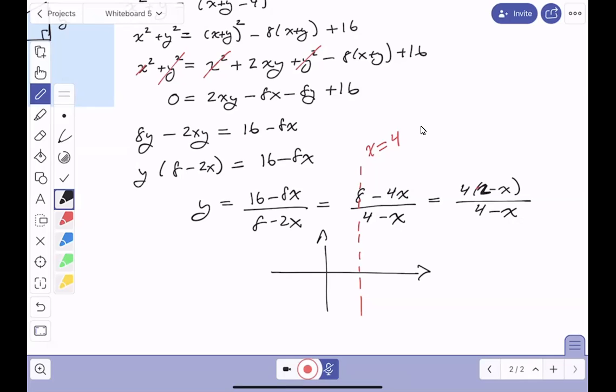So if I did that, I guess I could set x to be 2, right? That would make it 0. And if I set x to be 0, what would you get? You get 2. Give me 1 second here.